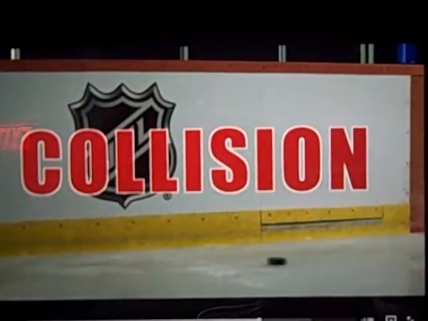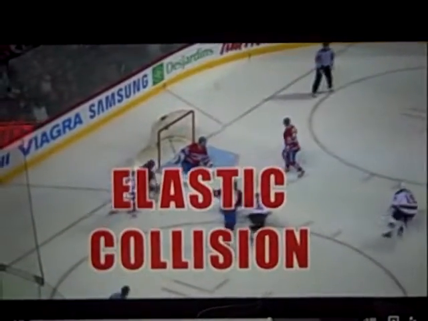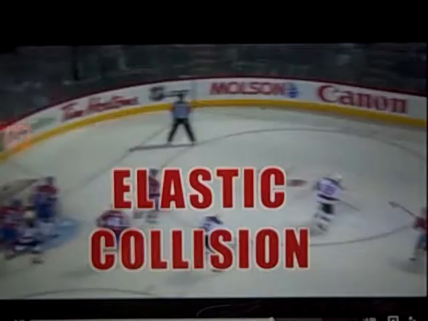A collision is when one object touches another object. It's called an elastic collision if the object bounces off and retains its energy of motion. Well, the boards are pretty hard and they're pretty massive, and so when the puck hits the boards, it basically bounces back with the same speed that it was coming in at.